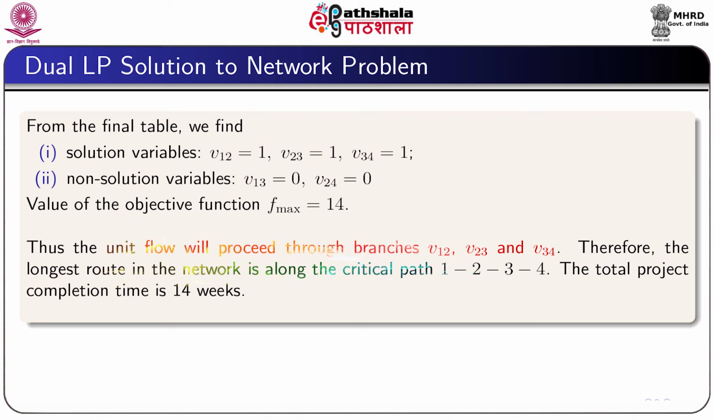Thus, the unit flow will proceed through the branches v12, v23 and v34. This means that the longest route in the network is along the path 1, 2, 3, 4, which is clearly the critical path, and the total project duration is 14 weeks.